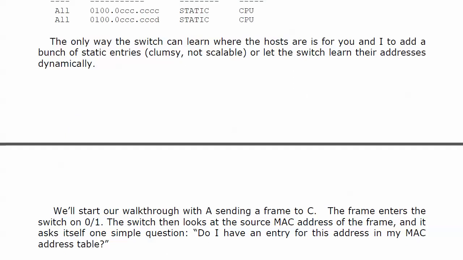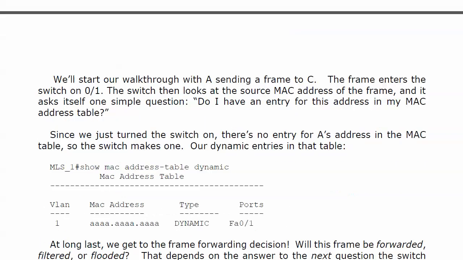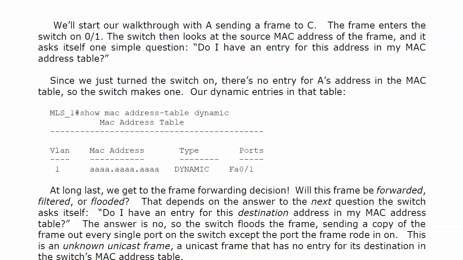Now let's go ahead and start our walkthrough with A sending a frame to C. Now the frame is going to come into the switch on 0/1. And I do take out FastEthernet on these because I don't think I have to say FastEthernet 0/1 every single time. It's just easier for you and for me.